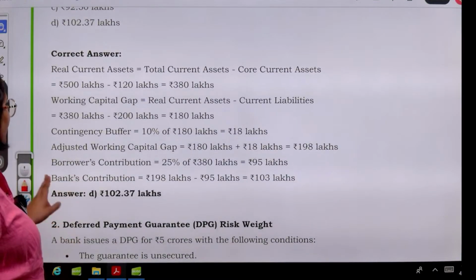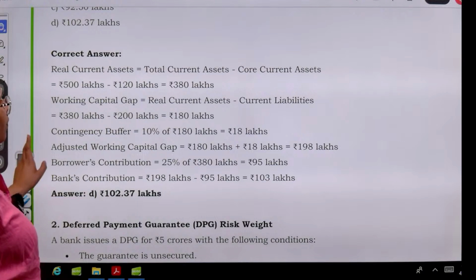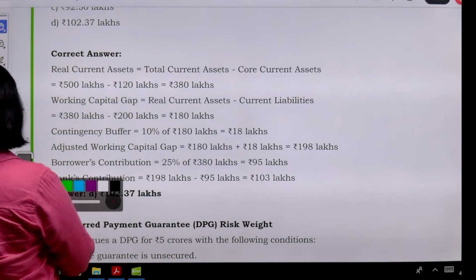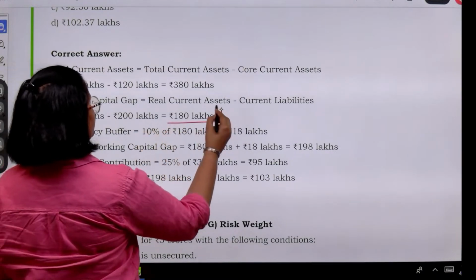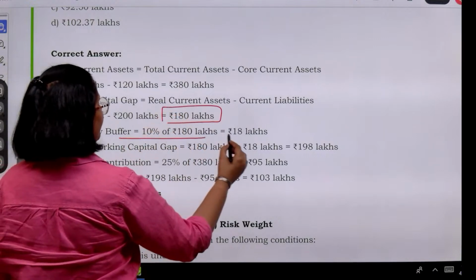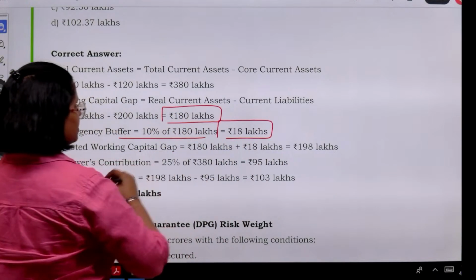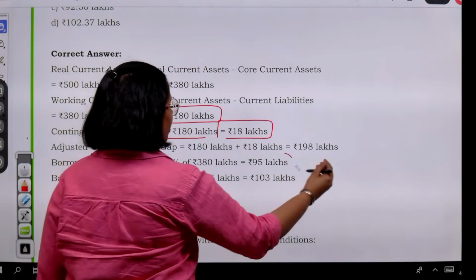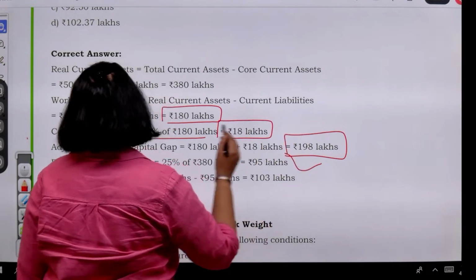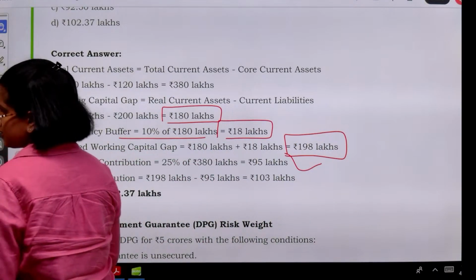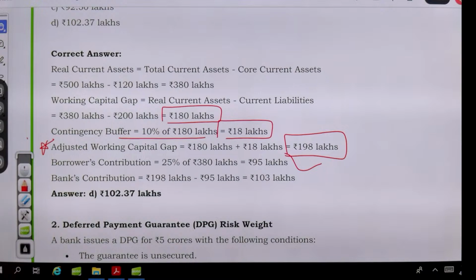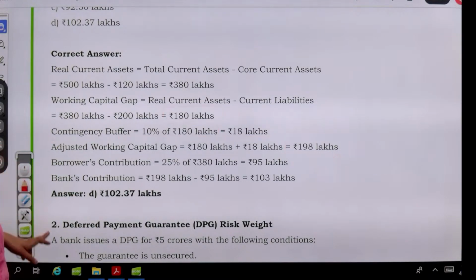What does contingency buffer of 10% mean? Over here, we analyze that your working capital gap is 180 lakhs, but we will add 10% more. That means we assume that you will require a working capital of 198 lakhs. So this is the adjustment. You have to understand that we can add some buffers also in this. Borrower's contribution, again this would be the similar kind of calculation which we have already done.